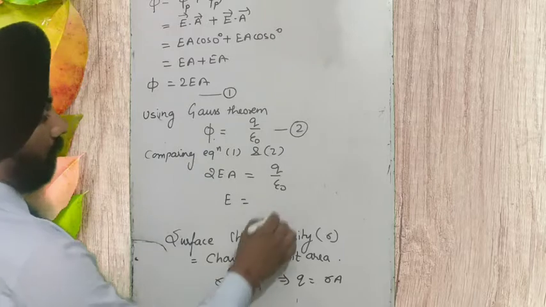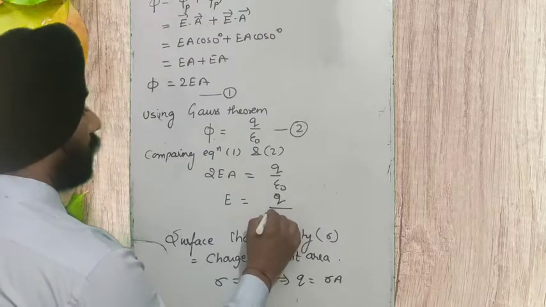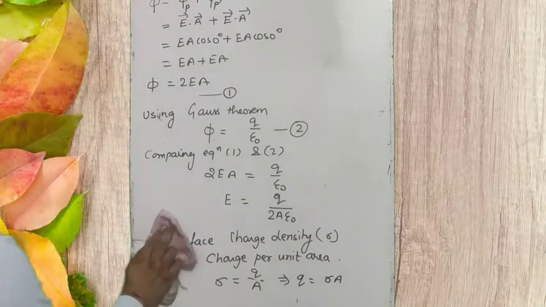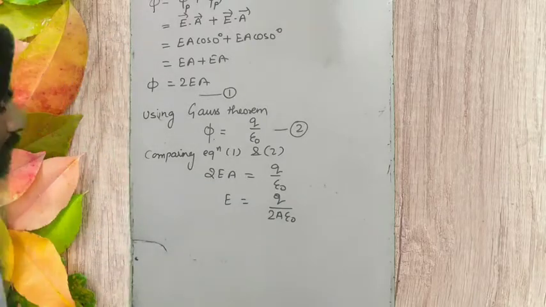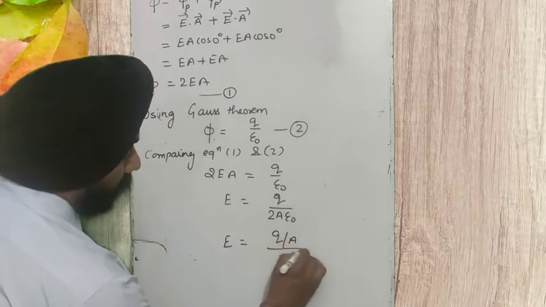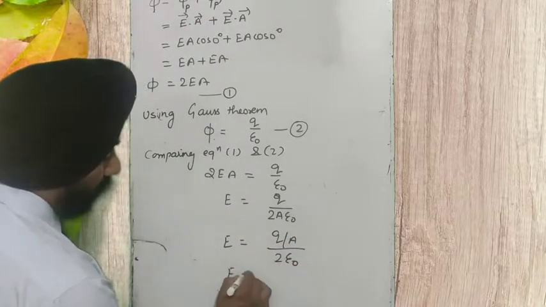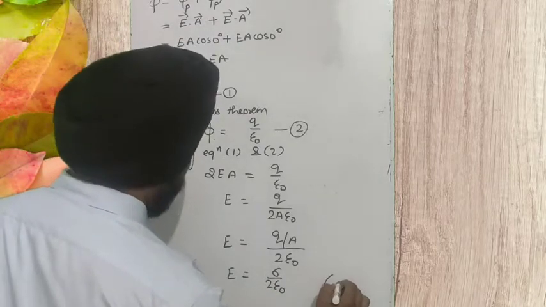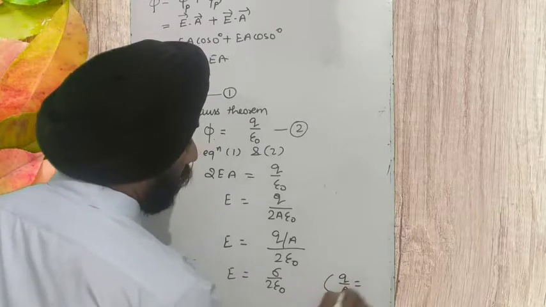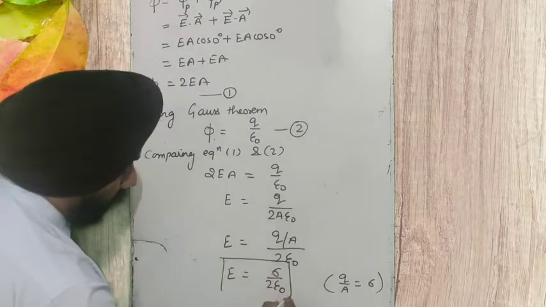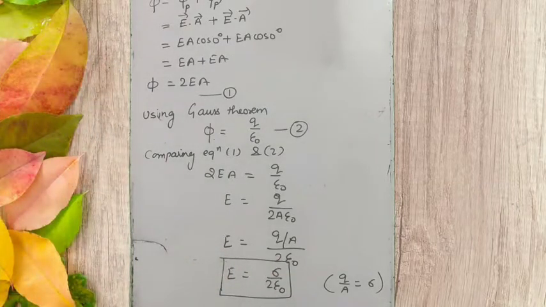So E will be equal to Q by 2A epsilon naught. And we have just studied that Q by A is sigma. So E will be equal to sigma upon 2 epsilon naught. This Q by A, charge upon area, is sigma, the surface charge density. So this is the final electric field we have calculated due to the infinite plane sheet of charge.